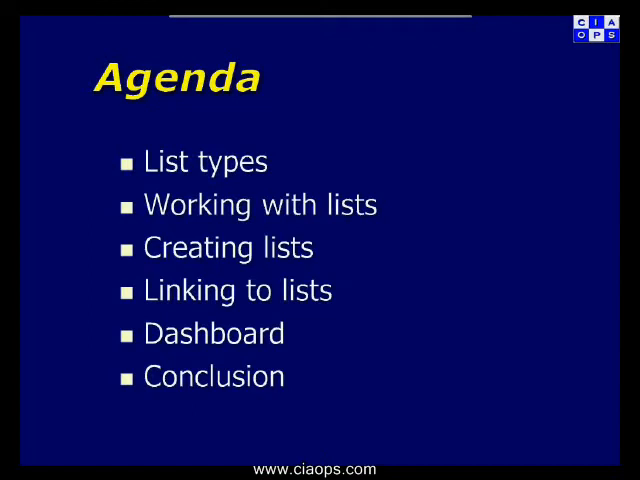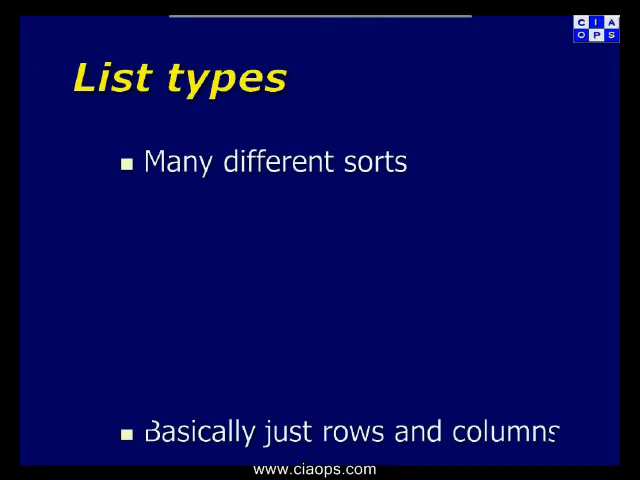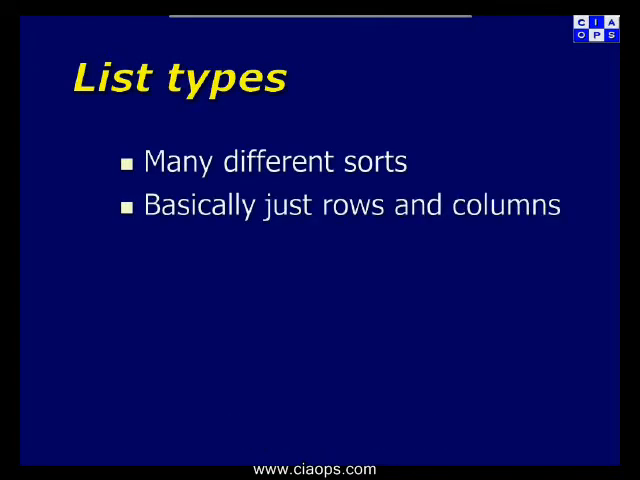So first off, let's have a look at the list types that are available in SharePoint. You've got many different sorts. You've got calendar, contact, you've got your own custom list. You can make a whole swag of different list types. But the bottom line is lists are basically rows and columns, so very much like a spreadsheet or a database. You just add records. Inside each record has a number of fields. So very simple.